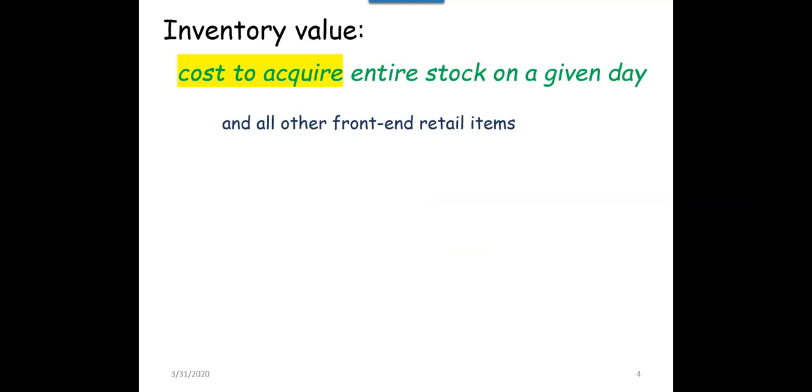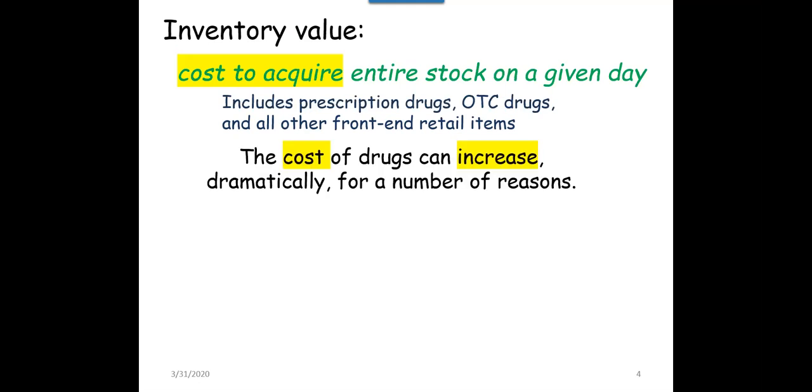So what is inventory value? That's number 3. The answer is the cost to acquire. And what does to acquire mean? That's to obtain. So what is the cost to buy the entire stock on a given day? It includes everything in the pharmacy: the prescription drugs, OTC, and anything else that's front end like durable medical equipment.